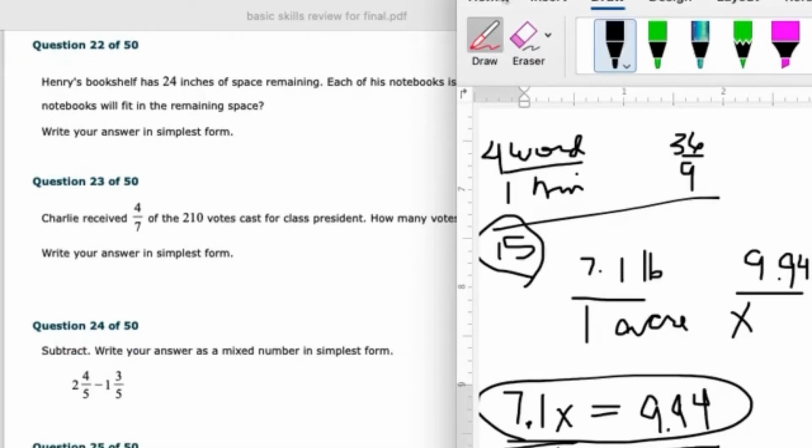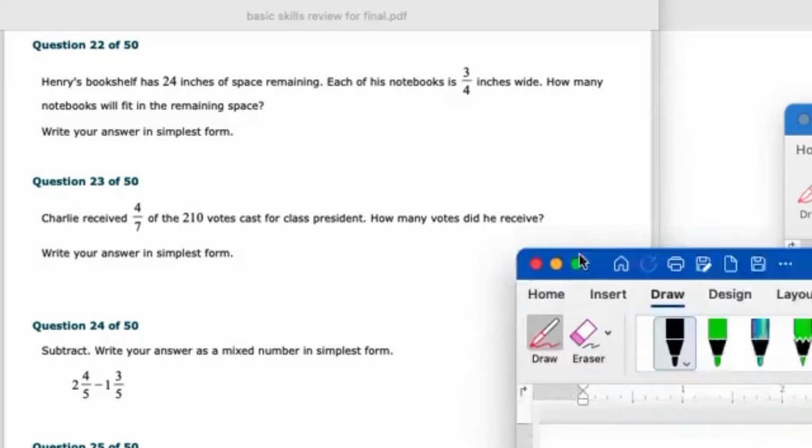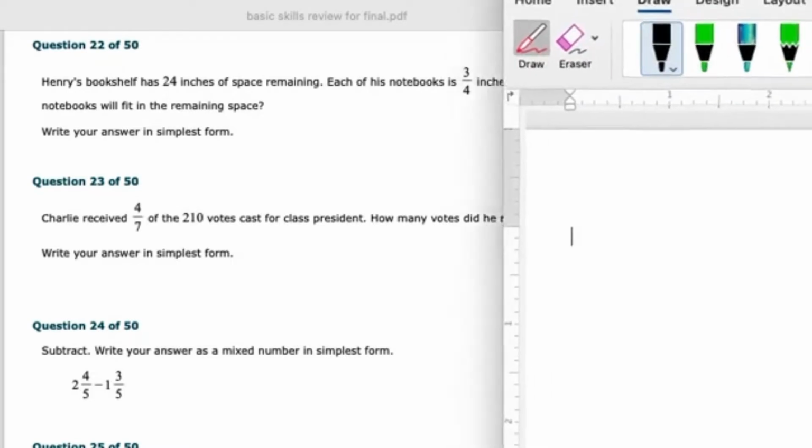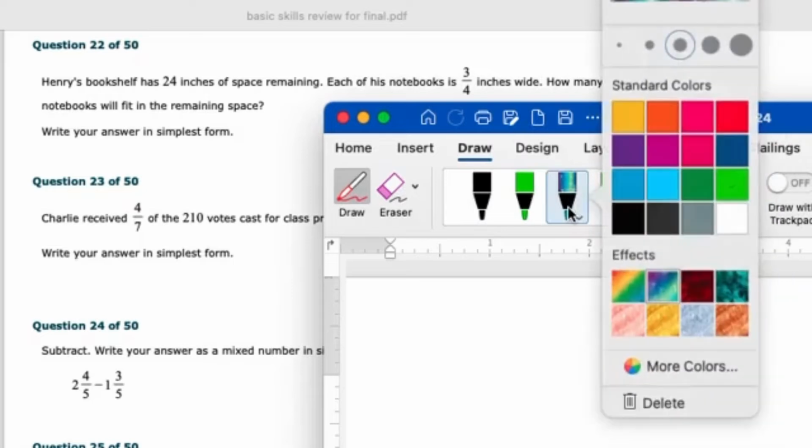Okay, let's look at Henry's bookshelf. Let me get my other. Can you do this verbally one? I will see if you stop bugging me about it. Would you please stop bugging me about it? We gotta make sure you don't forget about it. Is that the one you want?